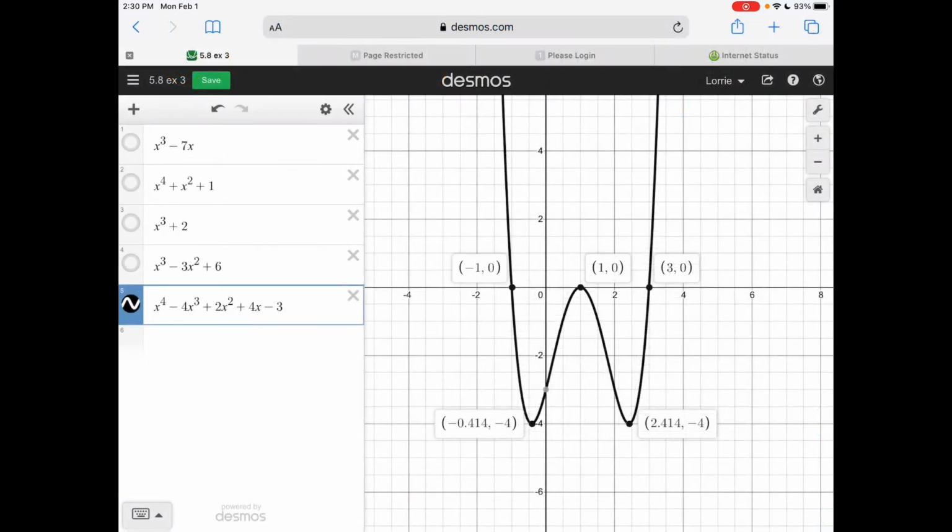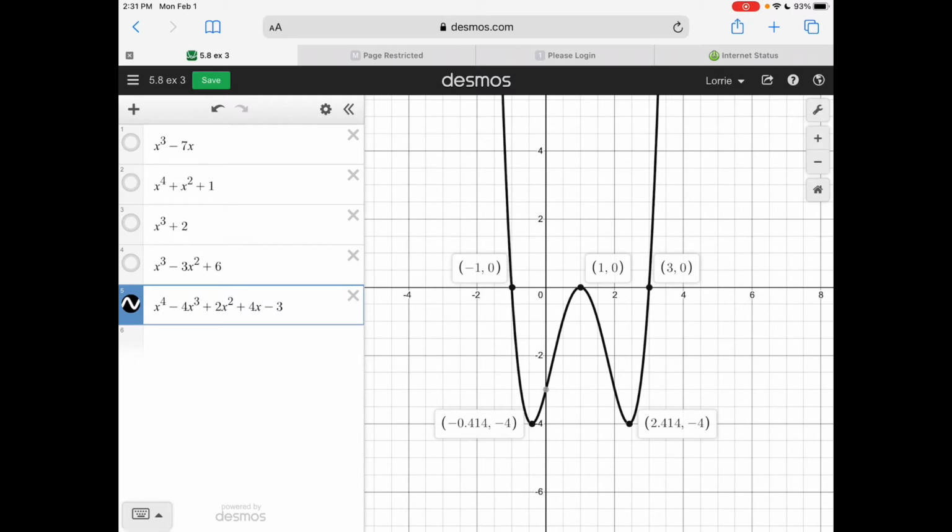All right, I'm here on Desmos, and here is my graph. It looks kind of like a W shape. It does look nice and symmetric, but notice that that axis of symmetry is at a line of x equals 2 and not the y-axis. So that means it is not an even function, even though it's an even degreed function.